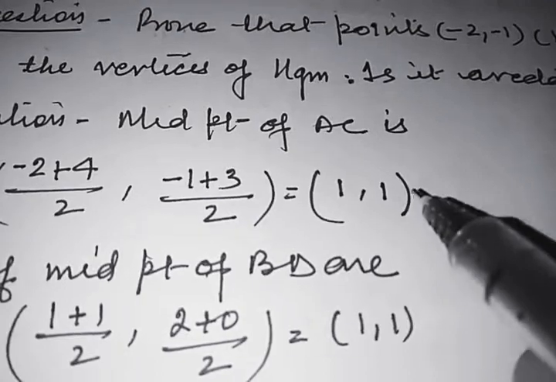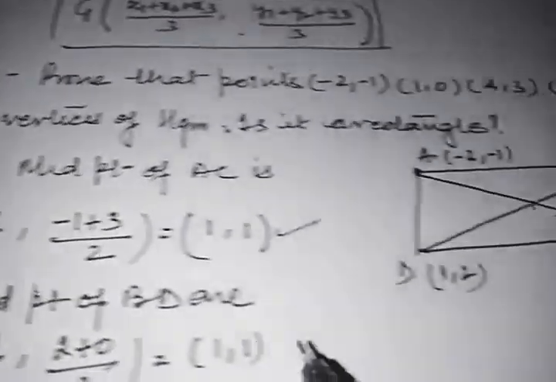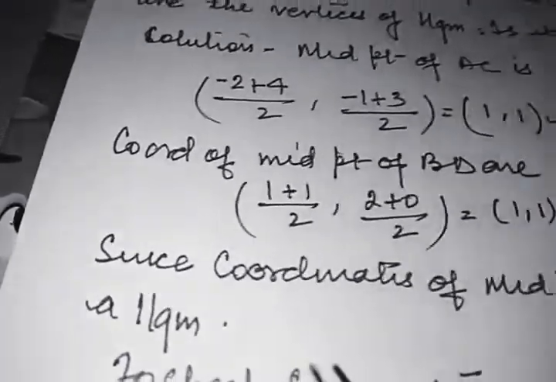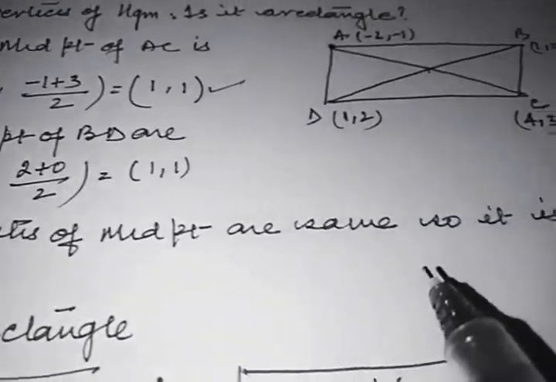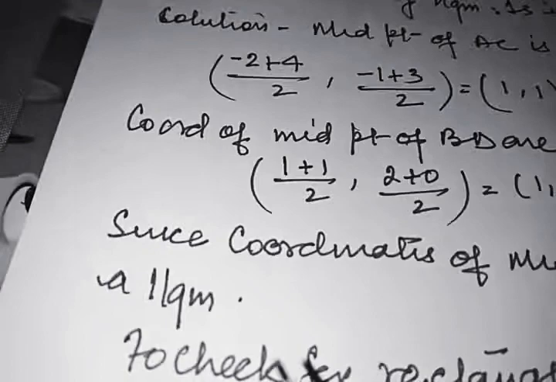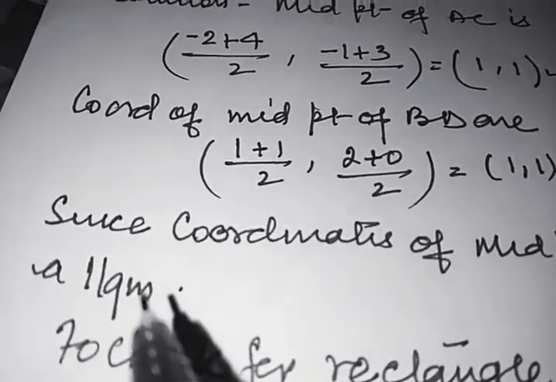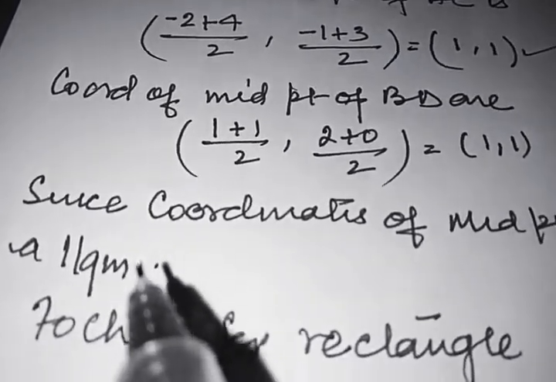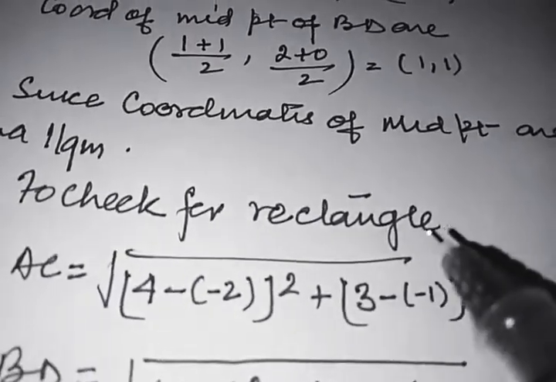Midpoint of AC, you know how to take it. See, this is 1, 1. Similarly, midpoint of the other diagonal BD is also 1, 1. Since the coordinates of the midpoints are the same, it is a parallelogram, because I told you in a parallelogram the diagonals bisect each other. Okay, to check for rectangle.